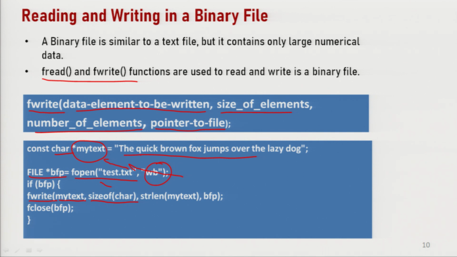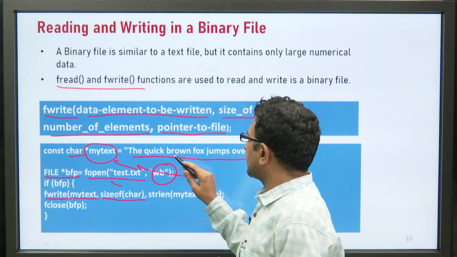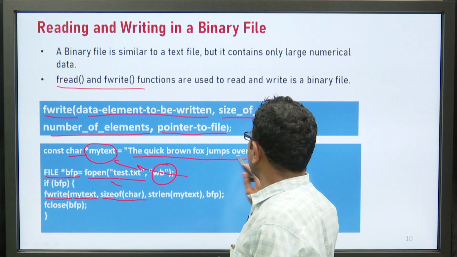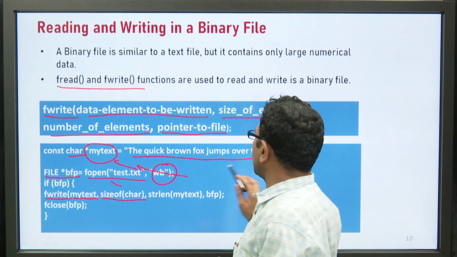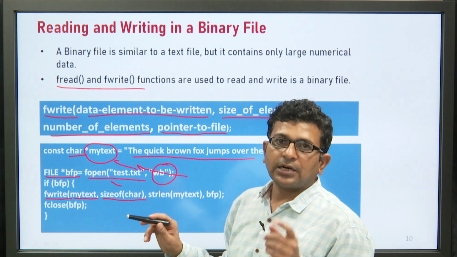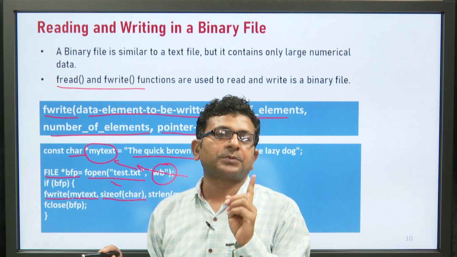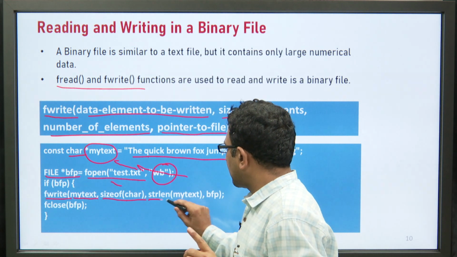Now, the third is what? Third is the number of elements. Since each element is treated as a character, the number of elements will be the number of characters present in this text string. So, how can we find out the number of characters? strlen is a function which finds out the number of characters present in a string. So, here we have used the strlen function.